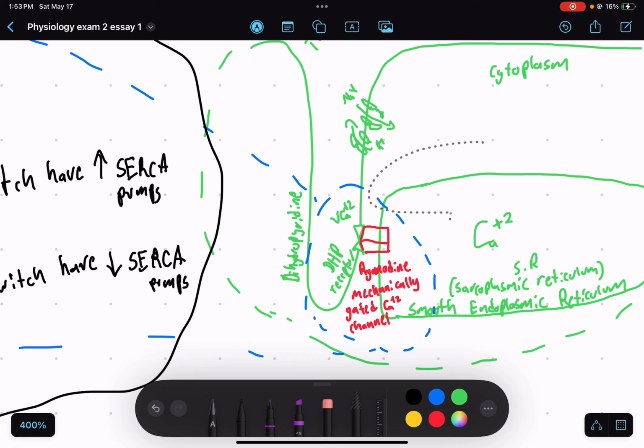Once that calcium is in the cytoplasm, it is then going to cause a muscle contraction, which I will describe a little bit more in detail here in just a little bit.